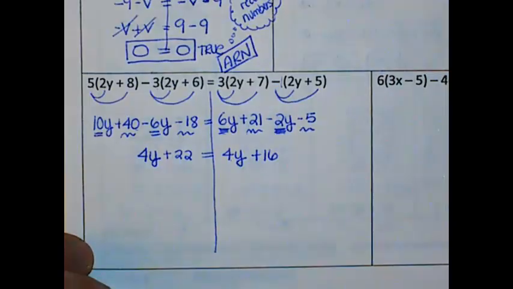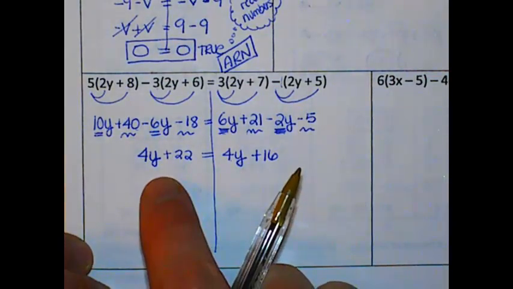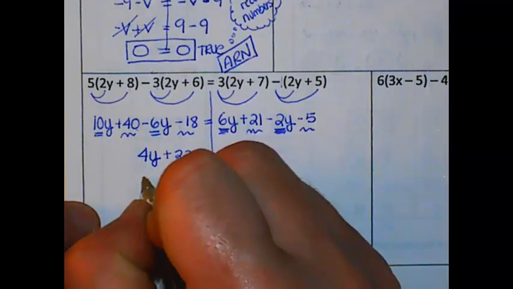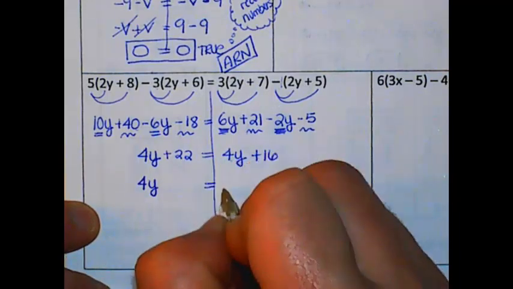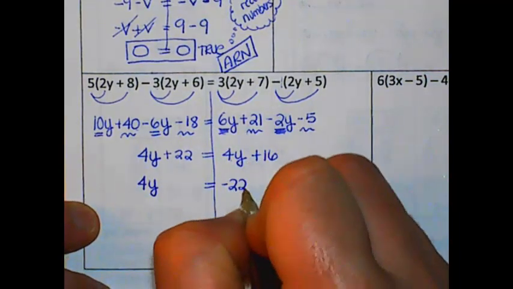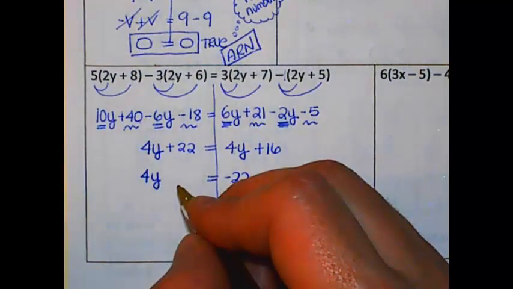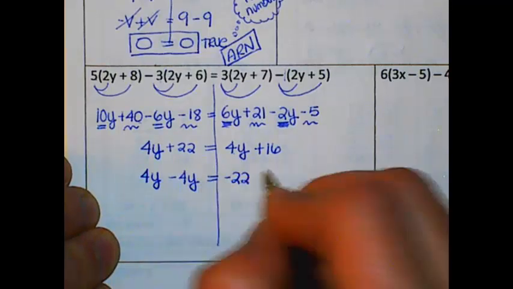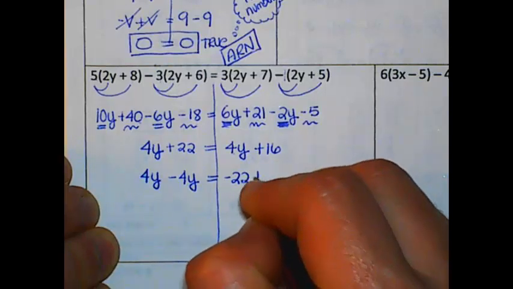Alright. Now it's time to move the numbers with letter to the left, and the numbers without letter to the right. So the 4y will stay. This 22 is going to go to the other side, becomes negative 22. This 4y is going to move, so it will be negative 4y. And the 16 is on the right place, so we're just going to bring it down.